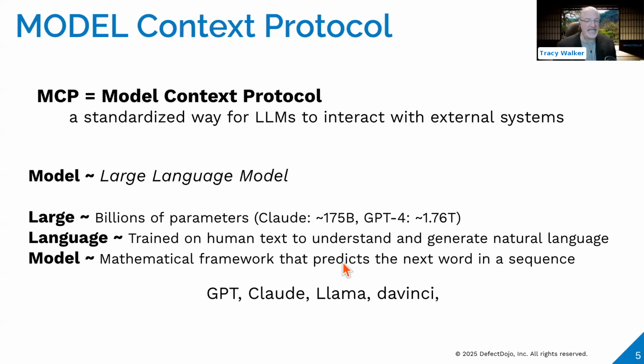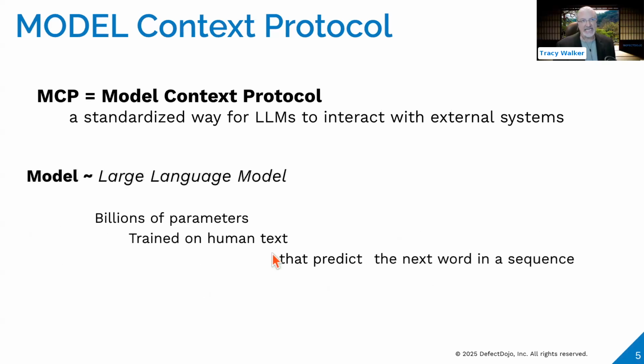So if anybody asks you, do you know what AI is? This is what AI is. It is, or at least for an LLM, it is billions of parameters trained on human text that predicts the next word in a sequence. That's it. Now, obviously, it's much bigger than that, but it's also like saying, when the internet came of age in the 90s, it was just connecting things, right? That's all it was doing, was connecting things, but it has a much bigger impact than that.